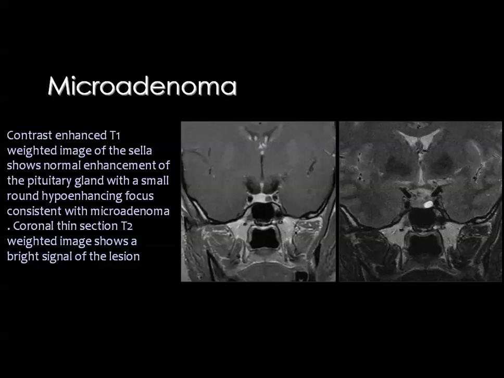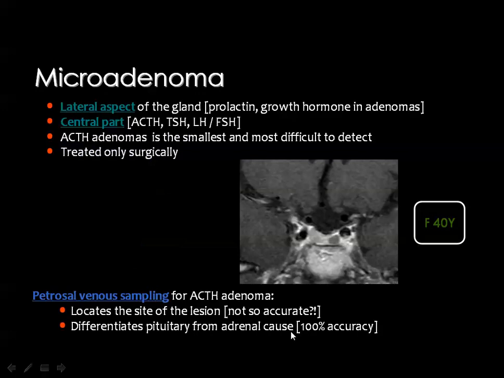Most of the pituitary adenomas will show intermediate signal on T1 and intermediate signal on T2 weighted images, but sometimes the adenoma will show intermediate signal on T1 weighted image, not discriminated from the pituitary tissue before contrast injection, and it may show bright signal in the T2 weighted image. But whenever you inject contrast, some of the pituitary adenomas do not show significant enhancement compared to the normal enhancement of the normal pituitary gland.